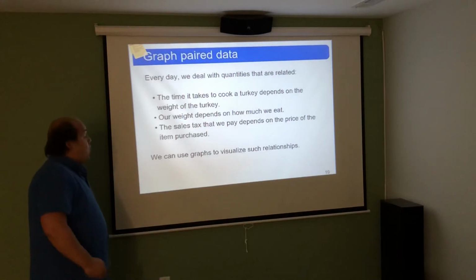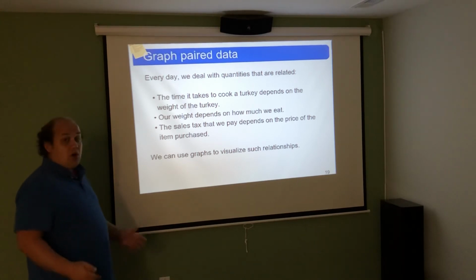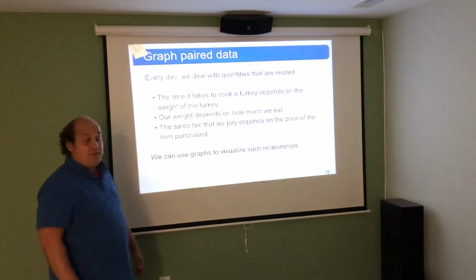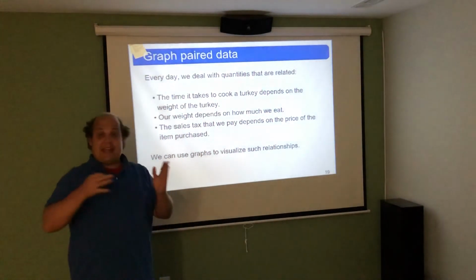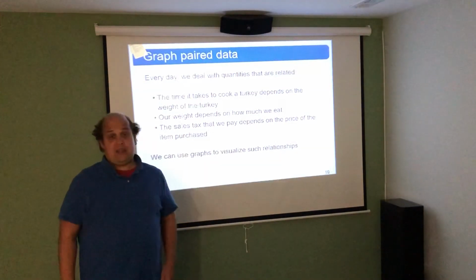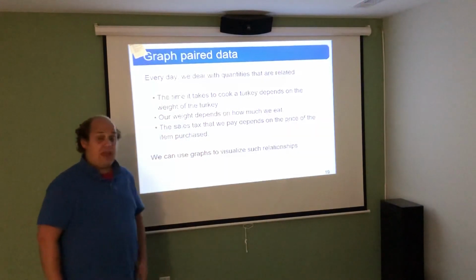So, when we look at quantities that are related, we might look at something like the time it takes to cook a turkey, which depends on the weight of the turkey. So when we talk about depends on, if you tell me what the weight of the turkey is, using that information, I can then tell you how long it should cook. Dependent and independent variables are important to identify.